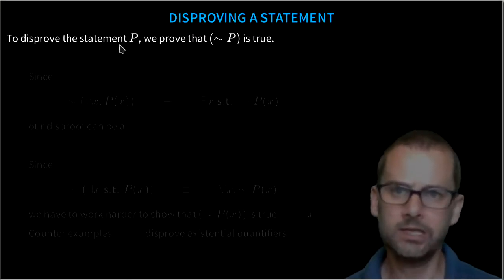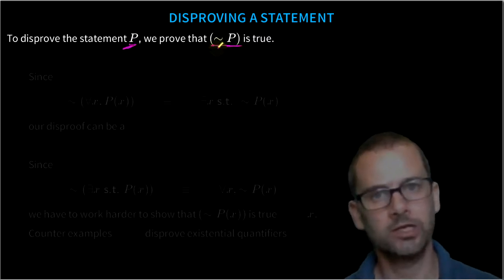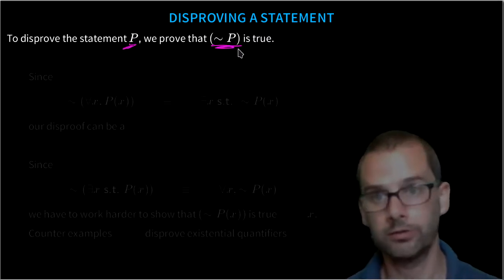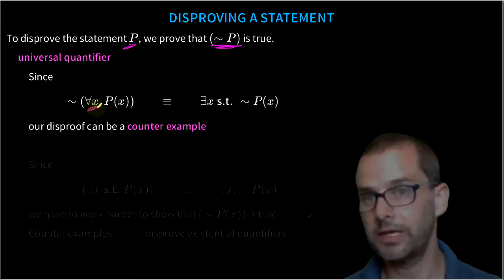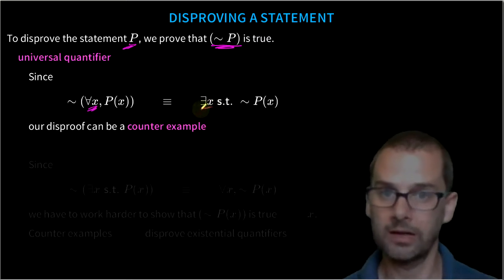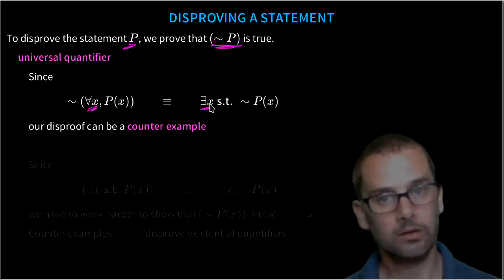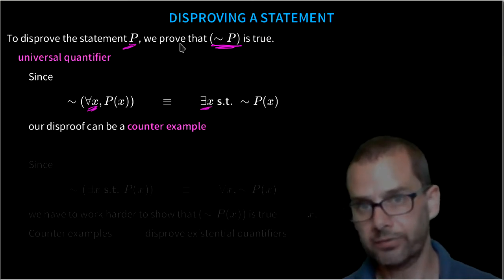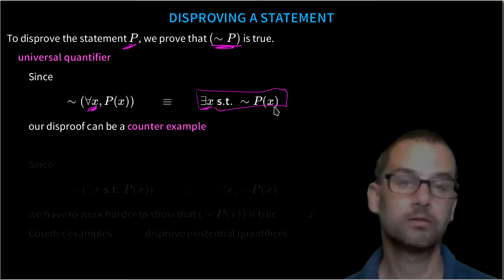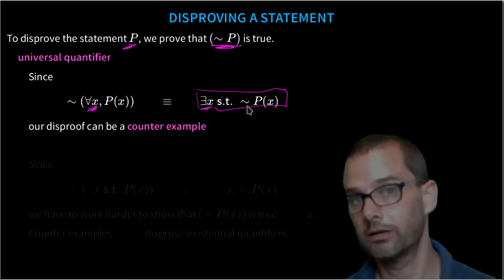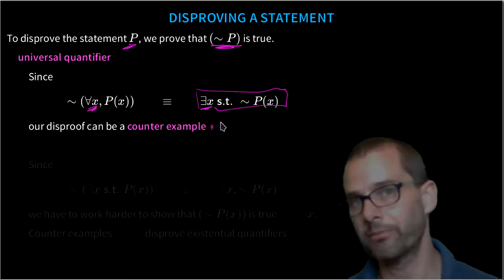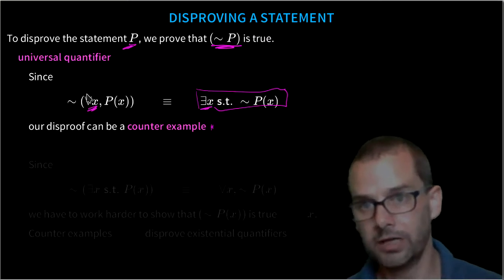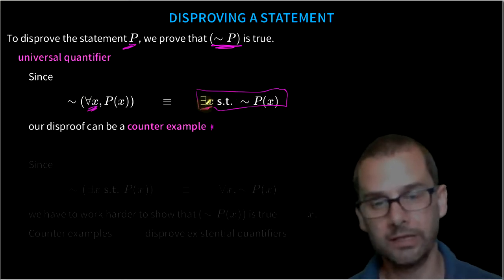In order to disprove the statement P, what we actually do is show that its negation, not P, is a true statement. If that statement has a universal quantifier, since when we negate "for all x" we get "there exists x," all we need to do is show that there exists at least one value of x that makes P false. Then not P is a true statement, so our disproof can just be a counterexample. We just need one example, because the negation of "for all" is "there exists."